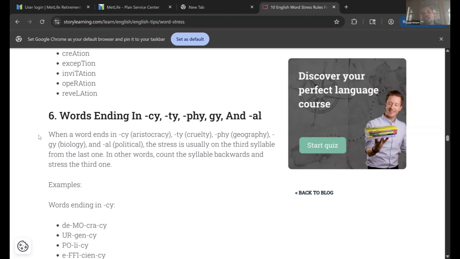Now, words ending in -cy, -ty, -phy, -gy, and -al. When a word ends in -cy, like in aristocracy, or -ty, like in cruelty, and -phy in geography, or -gy in biology, and -al like political, the stress is usually on the third syllable from the last one. Third syllable from the last one.